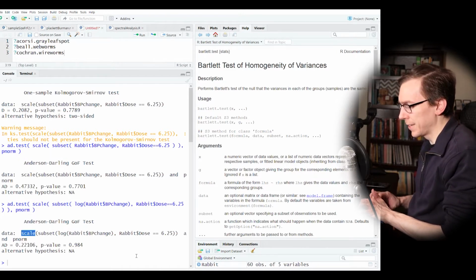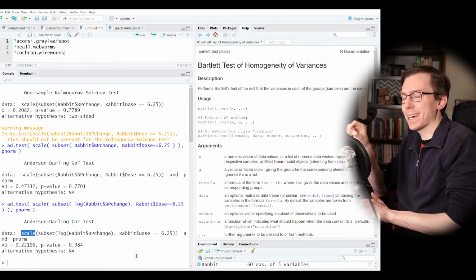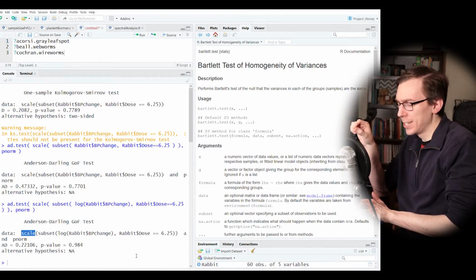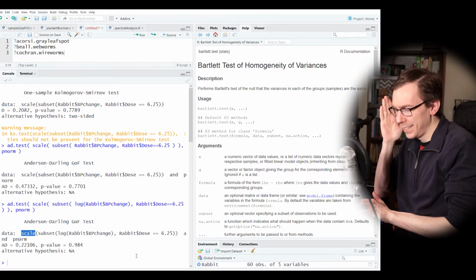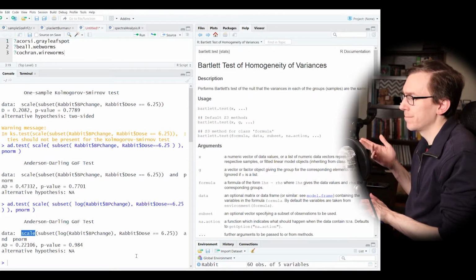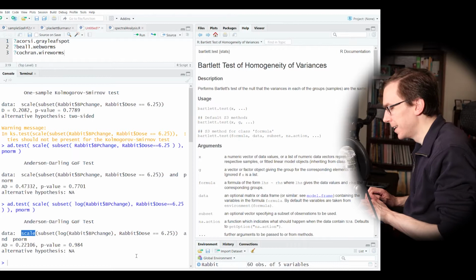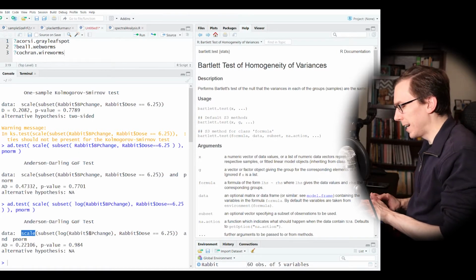Note that I had to scale this because I'm testing it with respect to the standard normal distribution. So I have to center it by its mean and scale it by its standard deviation before we actually apply the test.